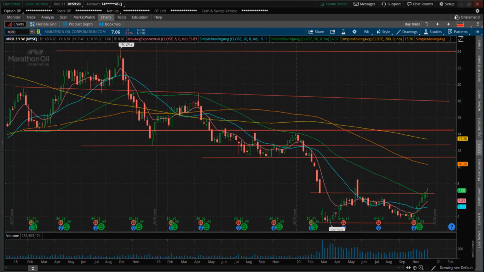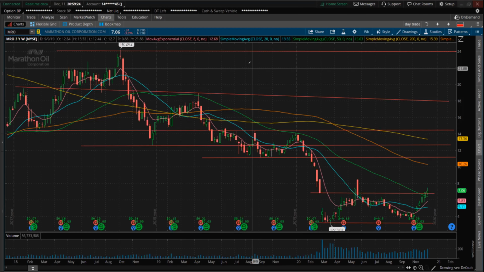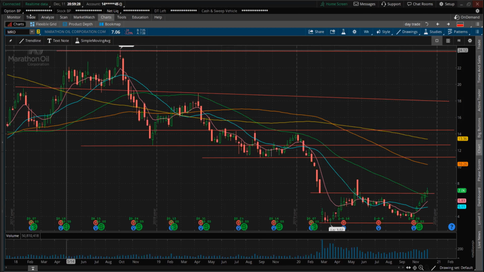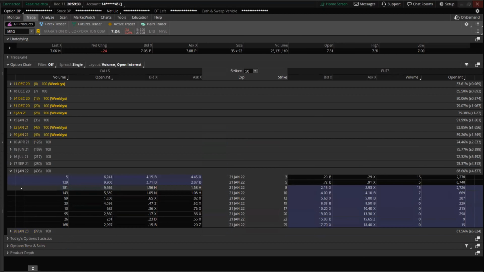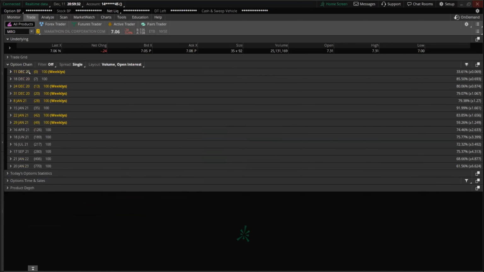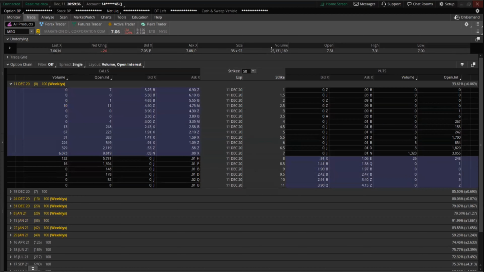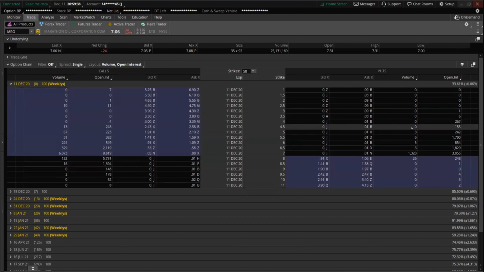So Empress asks, what's a chain? So this is your option chain right here. These are all your expirations. Strikes in the middle, calls on the left, puts on the right. So this is the chain, and this is the whole option chain.